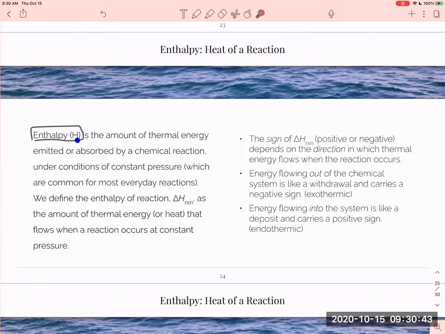And don't worry about the conditions of constant pressure stuff. We're going to be using constant pressure for most everyday reactions. So this is more of a technical definition, but really you're looking for just the amount of energy that's lost or gained in a chemical reaction. So the enthalpy of reaction, and you may recognize this triangle here as a change. So the triangle means a change.